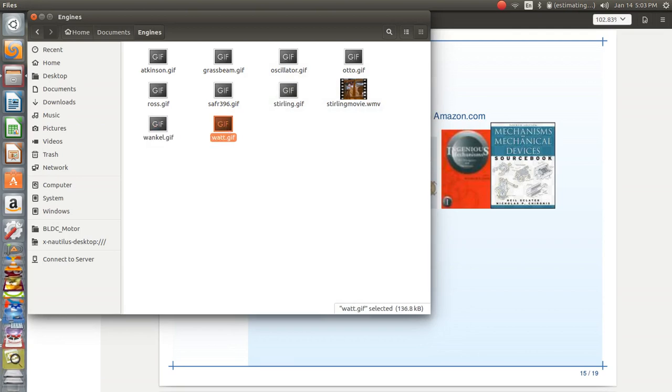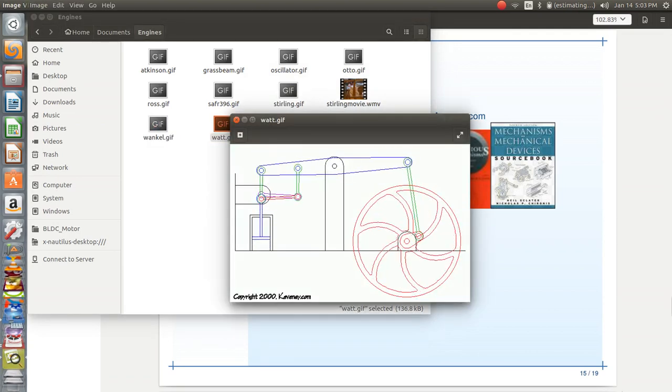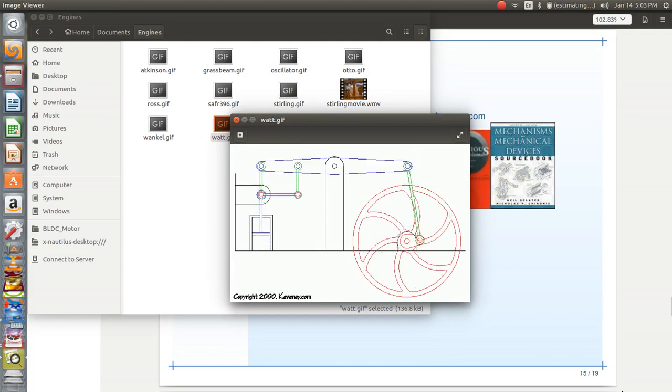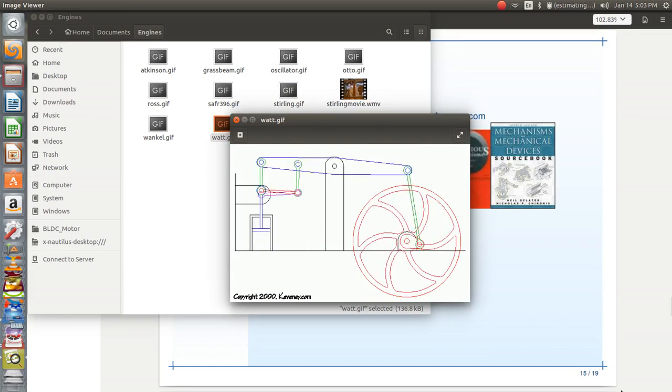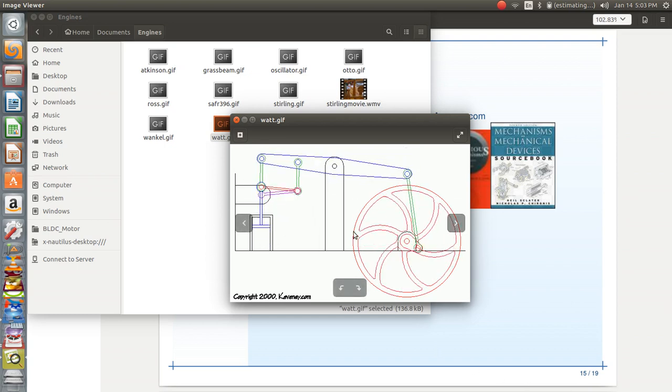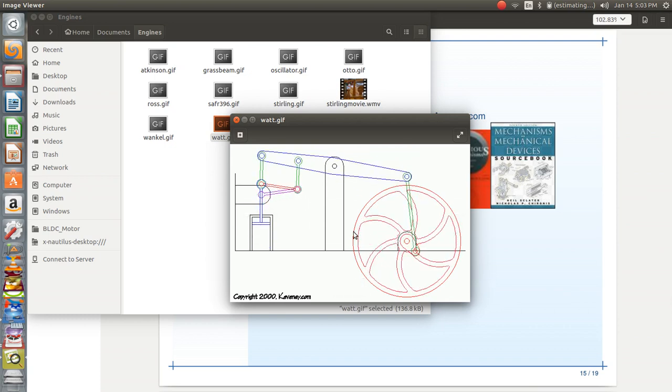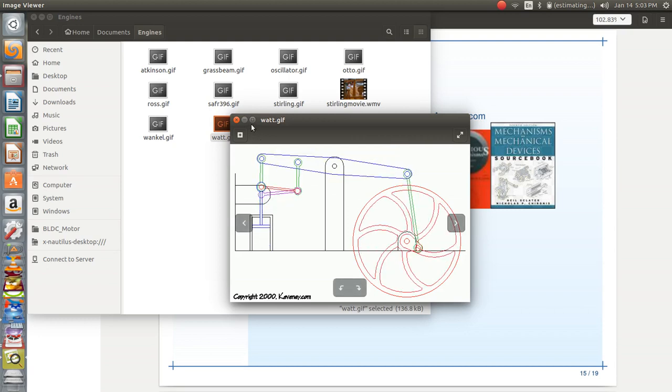One more to look at. This is the Watt steam engine. So one of the probably more historically biased engines out there. It has a very interesting mechanism, again, for trying to generate a straight line. And if you're curious, it's worthwhile looking up some of the history of trying to generate a straight line with mechanisms. I'm kind of geeky that way.